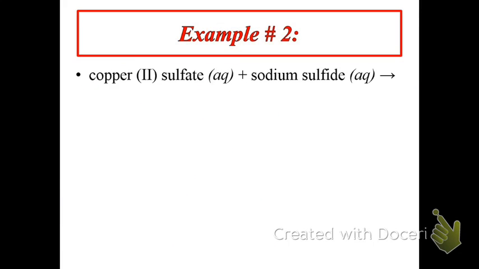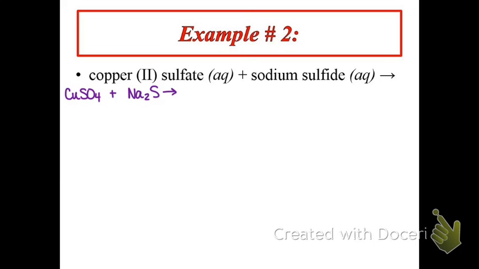Alright, number 2. Copper 2 sulfate, so you have CuSO4 plus sodium sulfide, Na2S. And I'm writing these formulas very quickly because it's pretty much assumed that so far you should be able to write formulas.